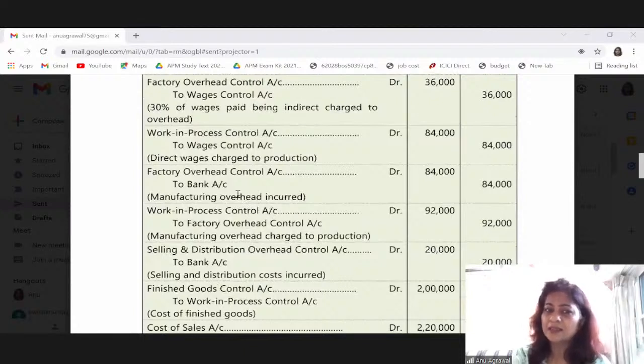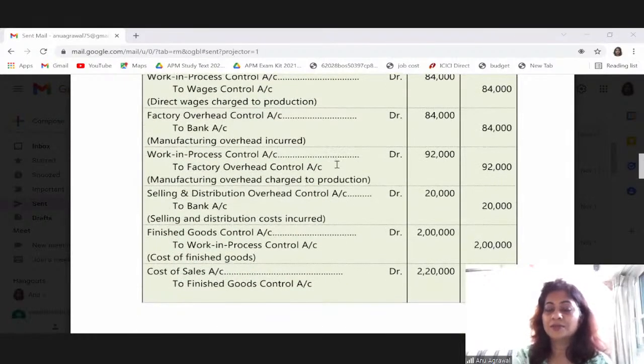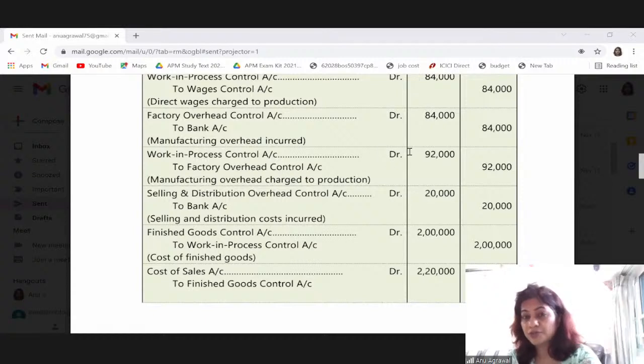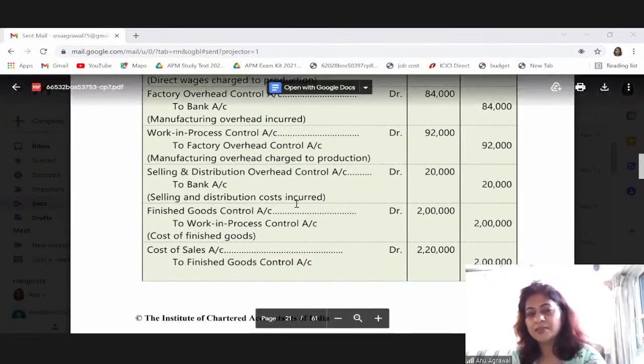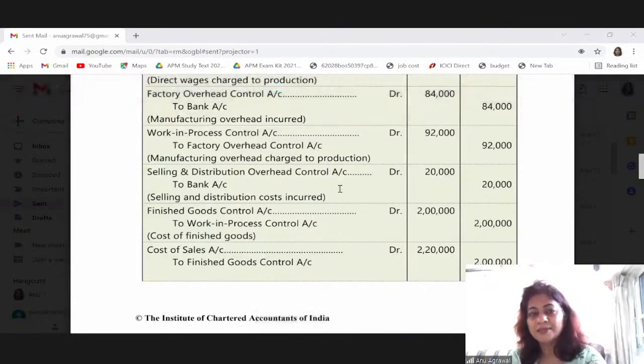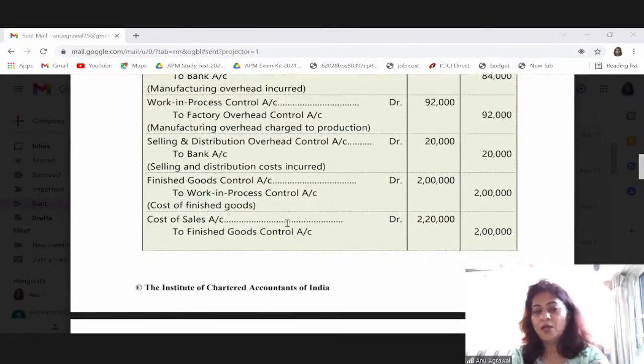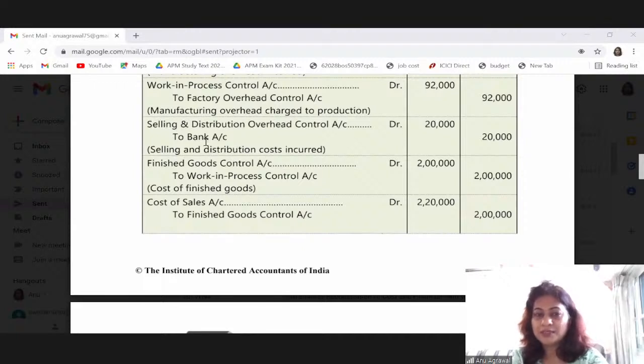Factory overhead incurred, there's a difference. Factory overhead control account to bank or to credit. Amount this much. How much is being charged to the production? 92. So WIP control account to factory overhead control account. Selling and distribution, when you incur selling and distribution overhead to bank, then how much? So here there's a difference.